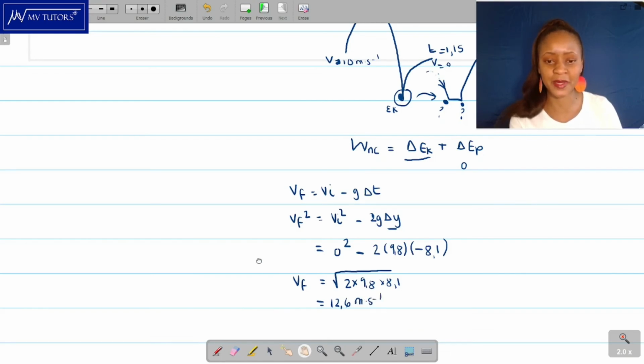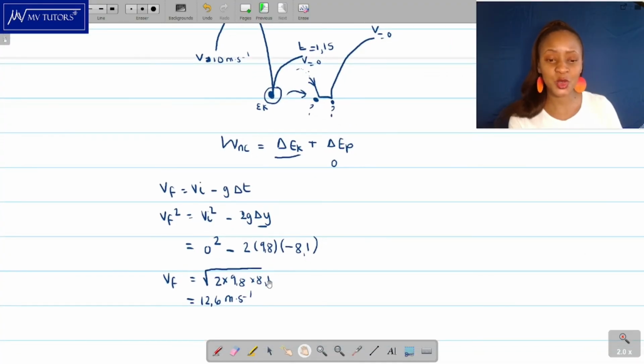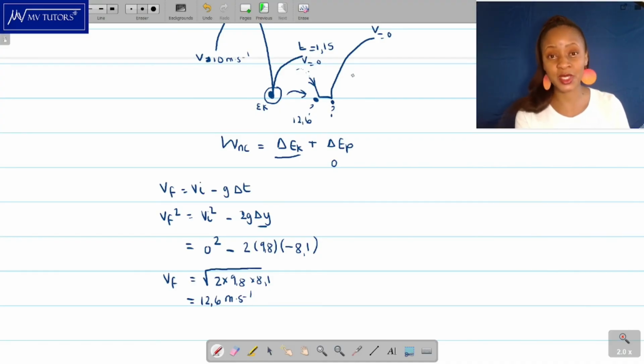Okay guys, let's go back to our sketch. So this 12,6 meters per second, it is here. Okay, now it gets in contact with the ground and then it leaves with a certain velocity. This velocity here, I'm expecting it to be less than 12,6.